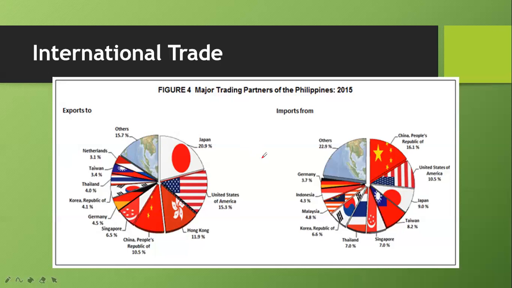So, we have 16.1%. A lot is sent to China. Next is 10.5%, which is the US or the United States of America. We also have Japan for 9%, Taiwan for 8.2%, Singapore for 7%, Thailand for 7%, Korea for 6.6%, Malaysia for 4.8%, Indonesia for 4.3%, Germany for 3.7%. And the other countries, guys, also export 22.9%. I mean import. Okay?